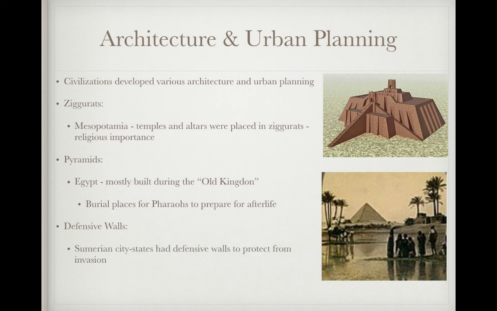Defensive walls were often built, especially in Sumerian city-states, to protect from invasion. And Harappa and Mohenjo-Daro in the Indus Valley, located in present-day India, they had indoor plumbing and a city sewage system, which was super advanced for its time and even by 17th and 18th century standards.